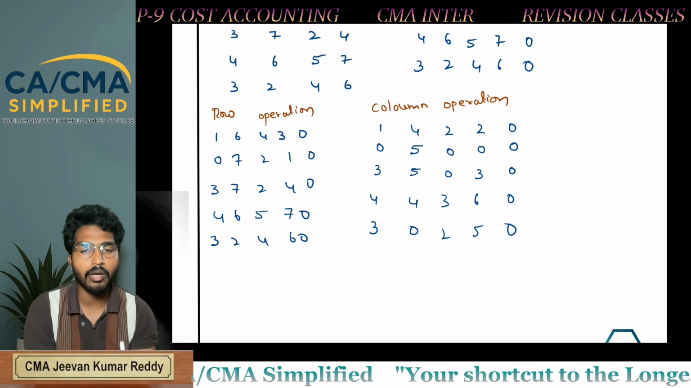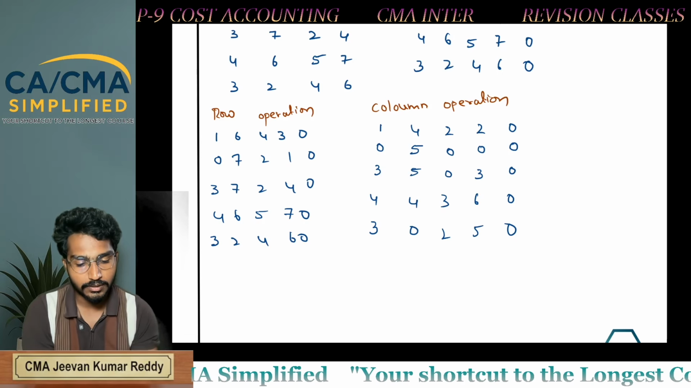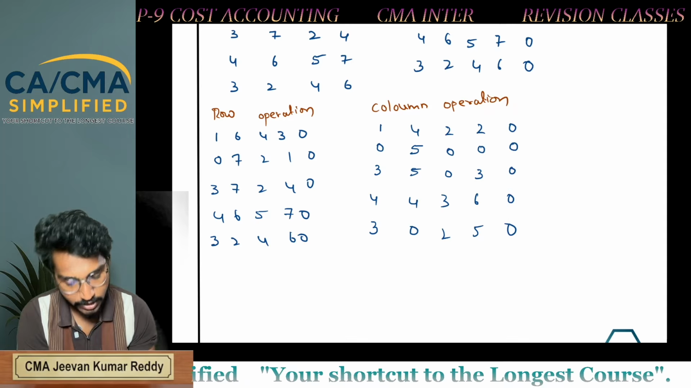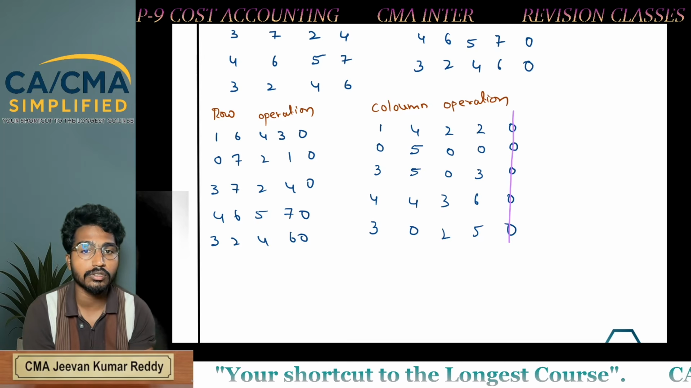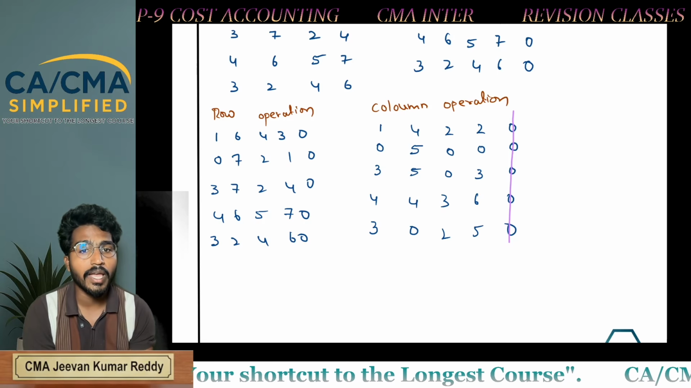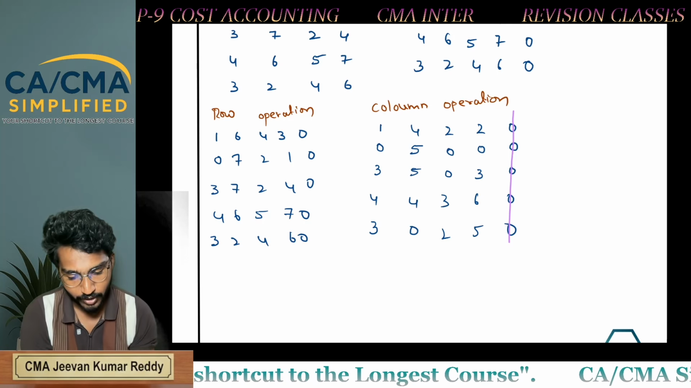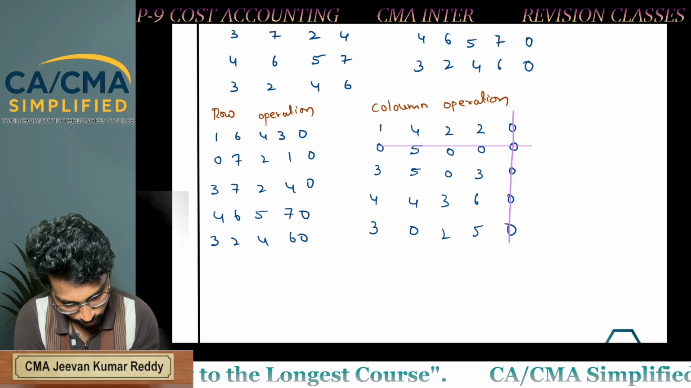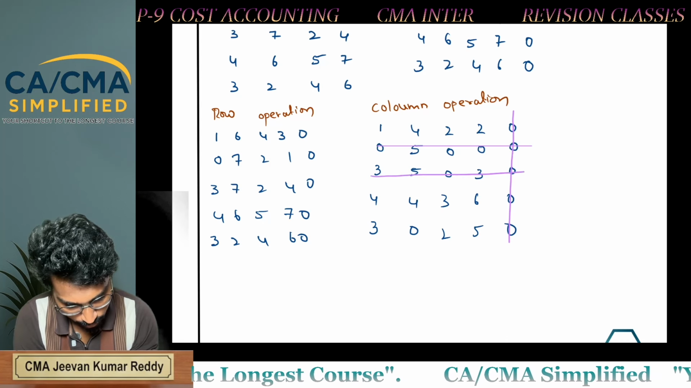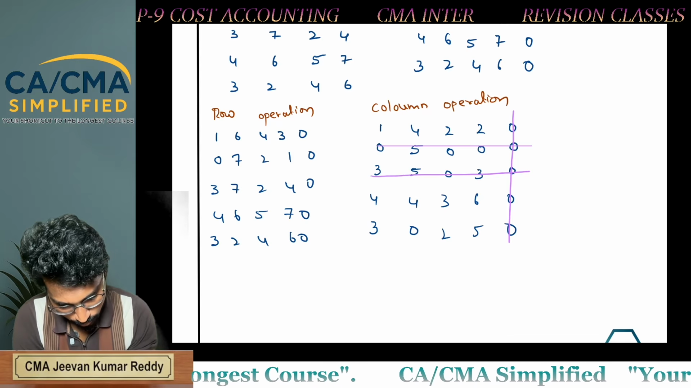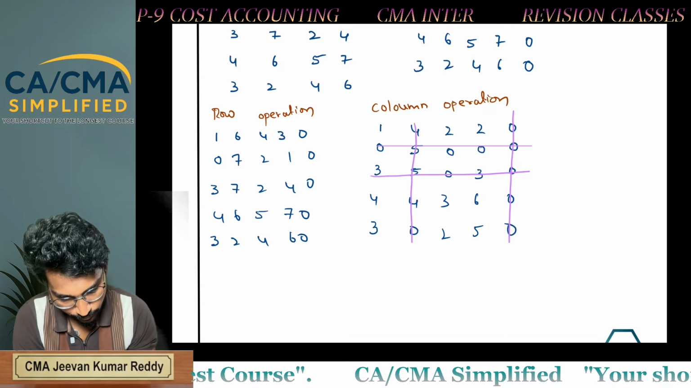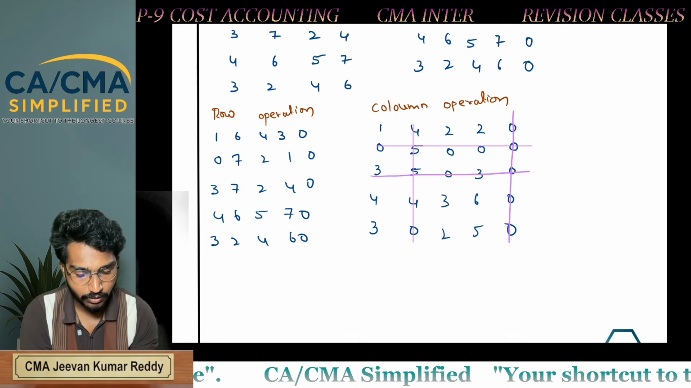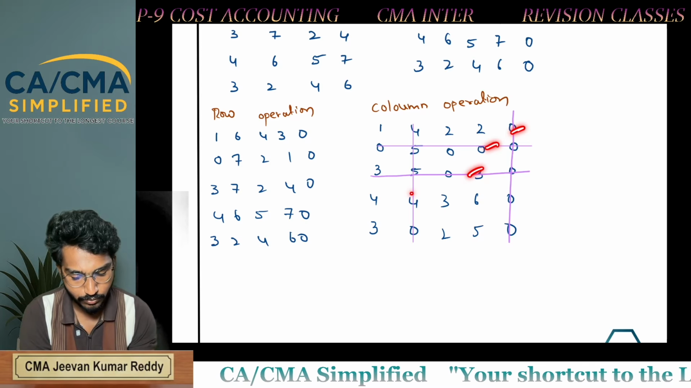So for performing the optimality test, we need to draw the lines horizontally or vertically. The lines must be the minimum possible to cover all zeros. Lines must always be as minimum as possible. Now 1, 2, 3, 4. If you see here, the number of lines is 1, 2, 3, 4.